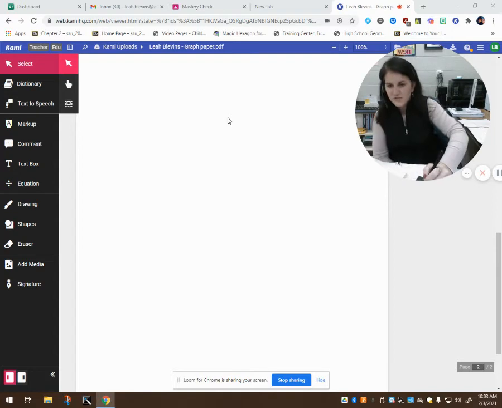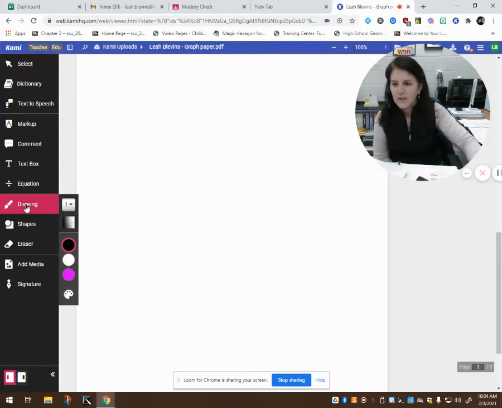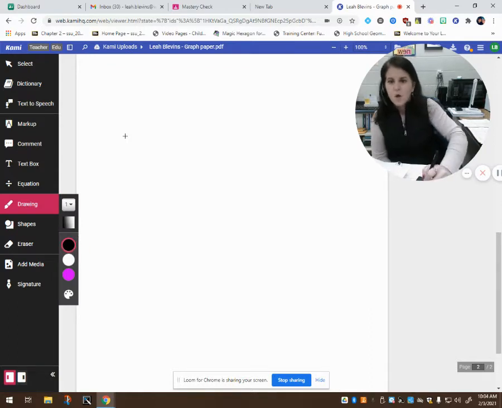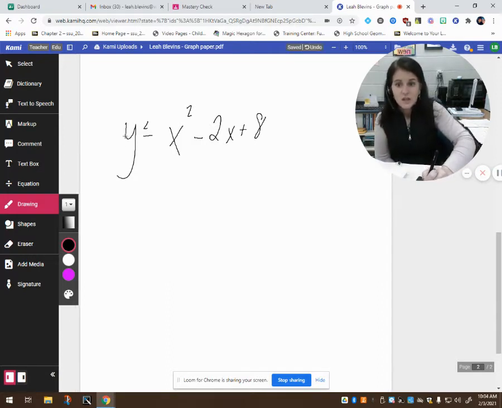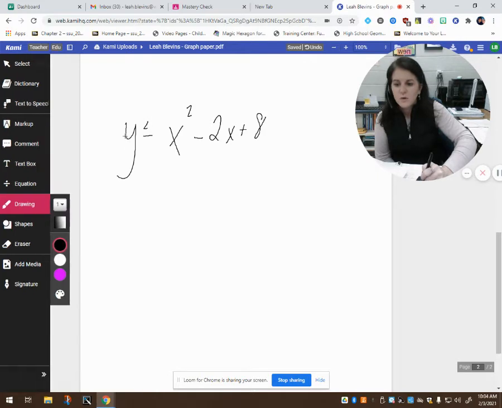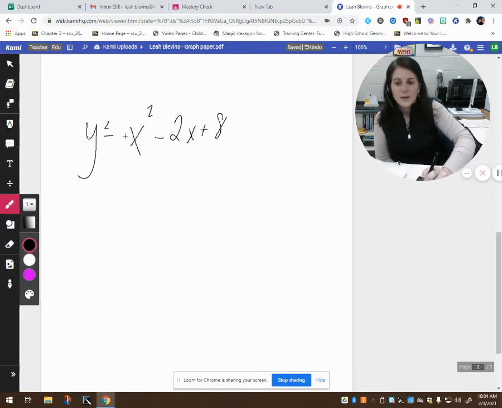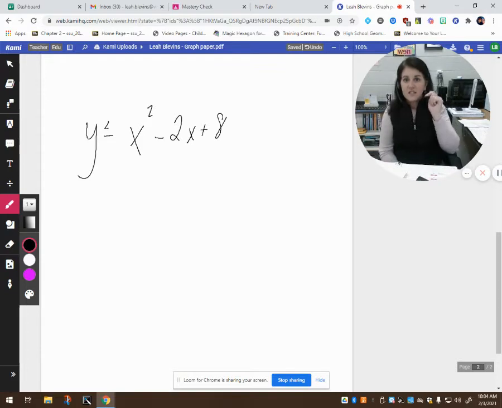Okay, so we're going to look at this first problem here. I have y is less than or equal to x squared minus 2x plus 8. Okay, so we want to graph this. Well, if you think back to if it was just an equal sign, we would find the vertex, because the vertex is either the highest point or the lowest point on my parabola, and it's where the axis of symmetry runs right down the middle of it, so we can reflect points across.